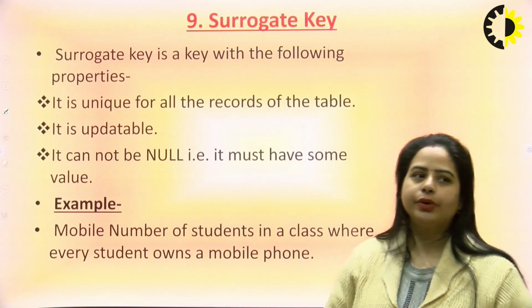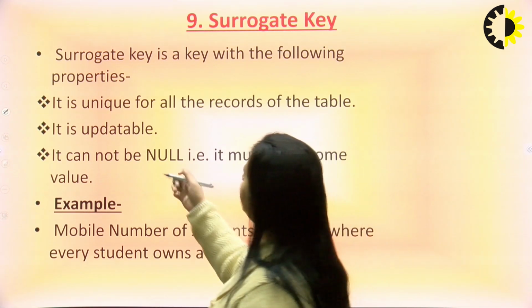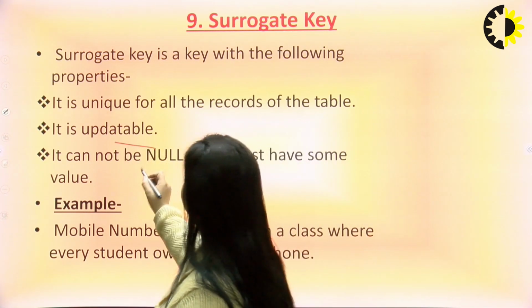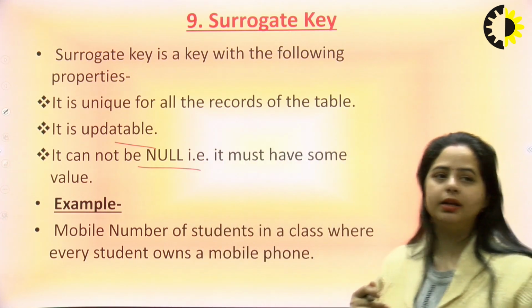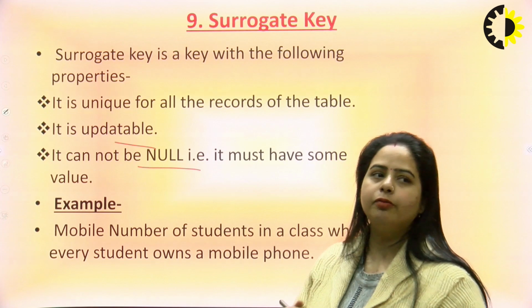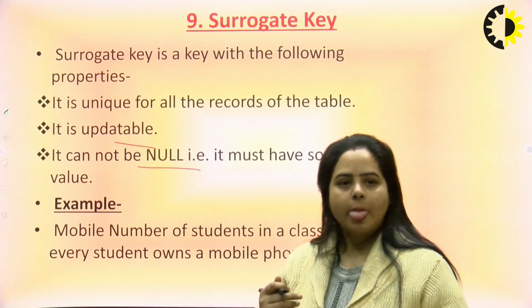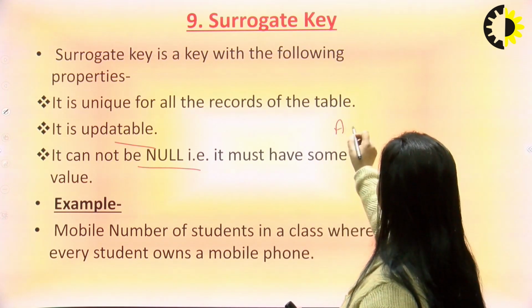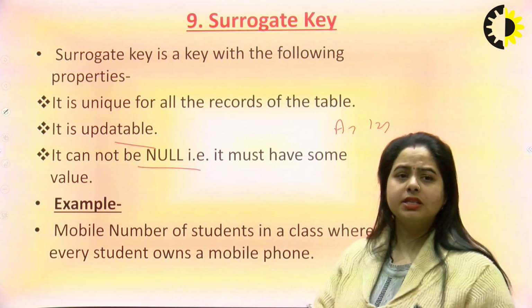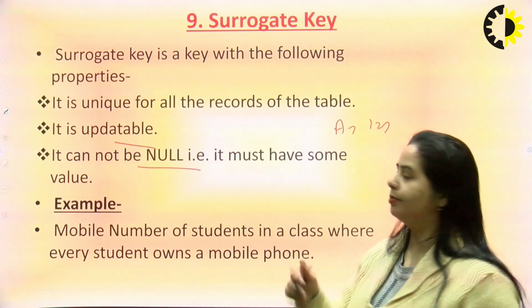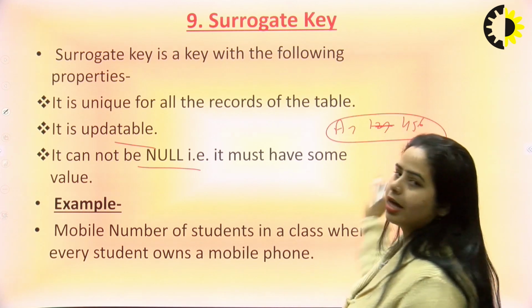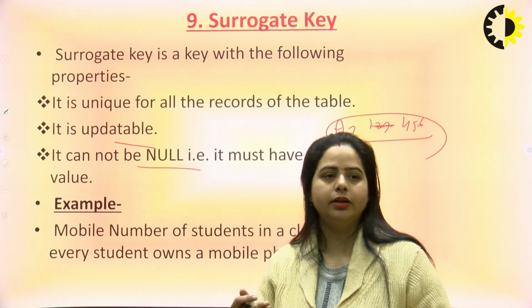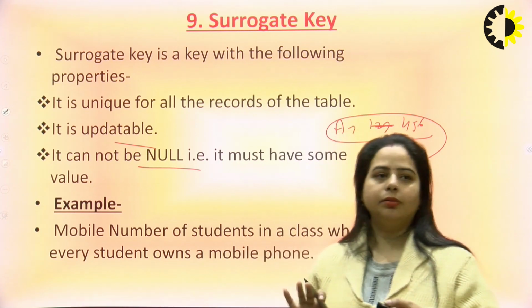Next one is your surrogate key. A surrogate key has some properties. It is unique, it is updatable, and it cannot be null. It must have some value. For example, mobile number. One student can have more than one mobile number. For example, Aman has a mobile number 123, but after some time he wants to change his mobile number, so he can change 123 to 456. So this will be the surrogate key, which is updatable, but a unique key is not updatable.